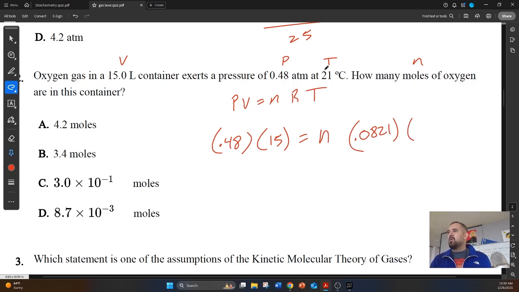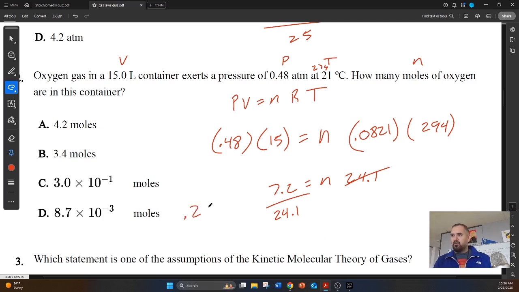And then our temperature is 21 plus 273. So this ends up being 294. And then we could calculate. So it's going to be 0.48 times 15. That gives us 7.2 is equal to n times 0.0821 times 294, which gives us 24.1. And then we isolate our variable. We divide both sides by 24.1. This goes away. And then n is equal to 0.289.